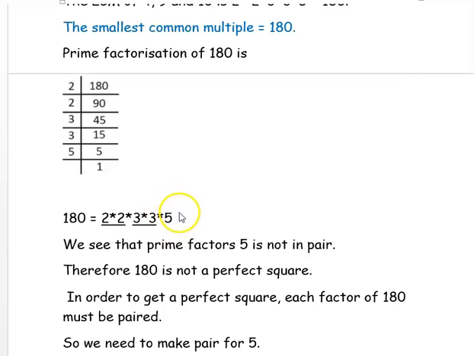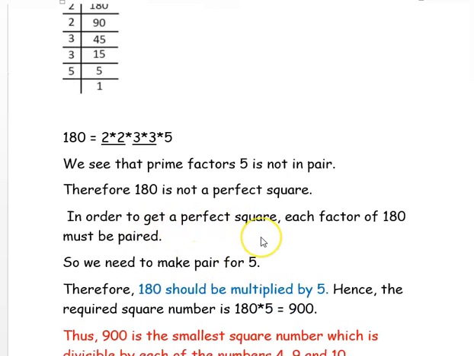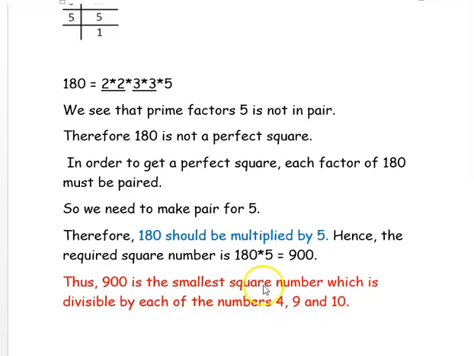If you see here, the prime factor 5 is not in a pair. Therefore 180 is not a perfect square number. In order to make it a perfect square number, each factor of 180 must be paired. So we need to make a pair for 5. To make the pair, we multiply 180 by 5. If you multiply 180 by 5, we will get 900. So 900 is the smallest square number which is divisible by each of the numbers 4, 9 and 10.